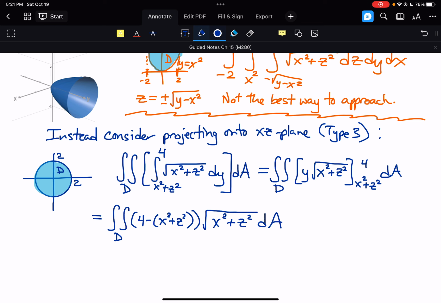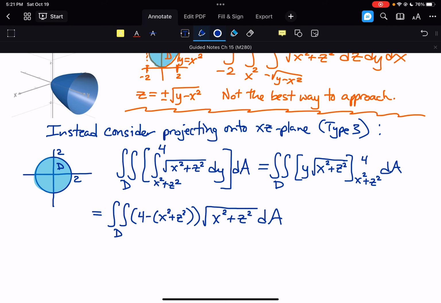Now this is a double integral problem over the region D, the circular region right here. And if we're working with a circular region, we want to go ahead and convert into polar. The only difference here is that these axes are not x and y in this case. They're actually x and z. So z is going to act like y here. It's going to take the place of y. It's going to be the vertical variable. But we can still convert to polar as we normally would.